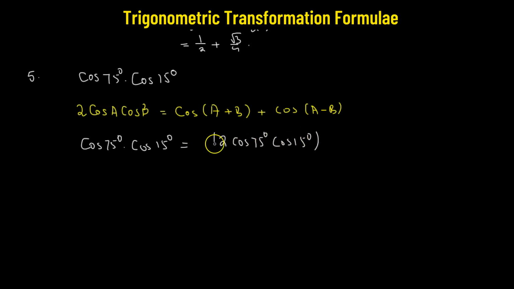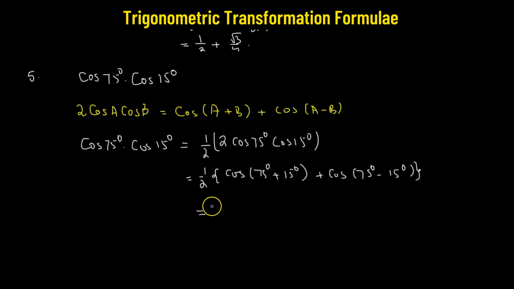Now 2 is an extra factor that we multiplied from our side, so we'll also have to multiply with half. So we have half of cosine 75 degrees plus 15 degrees plus cosine of 75 degrees minus 15 degrees. Let's compute the value. We get half of cosine 75 plus 15, so that's 90, so we have cosine 90 degrees added to cosine of 75 minus 15, so that's 60 degrees.